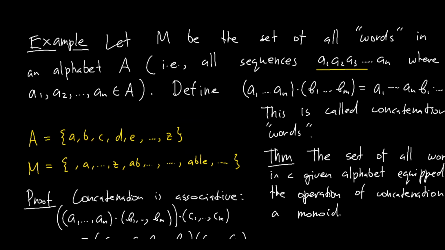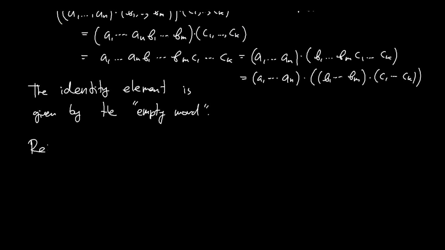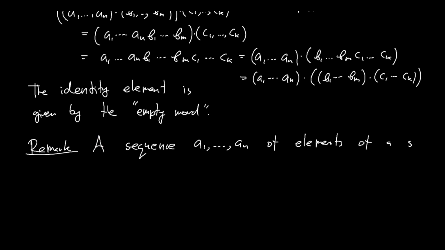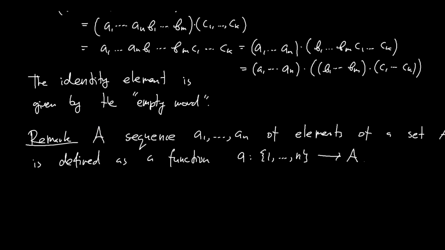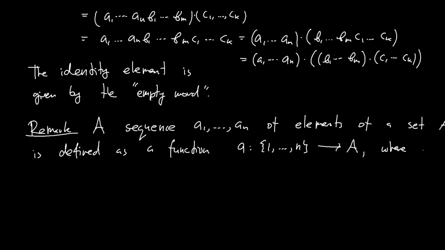I haven't told you what I mean by empty sequence in a formal mathematical language, but neither have I told you what I mean by sequence in a formal mathematical language. Maybe that's worth a remark. A sequence a1 up to an of elements of a set A is defined as a function. We often call this function a from the set of numbers from 1 to n to the set A, where the value of the function at i is given by the ith term of the sequence.